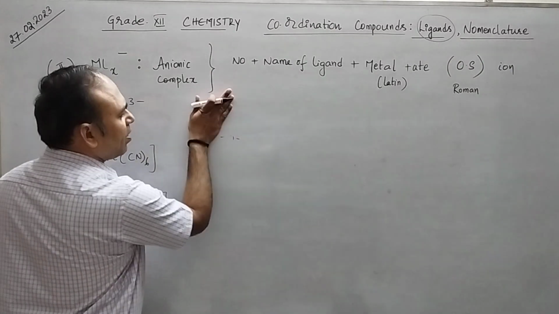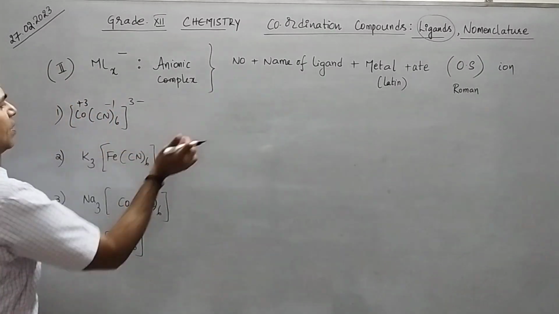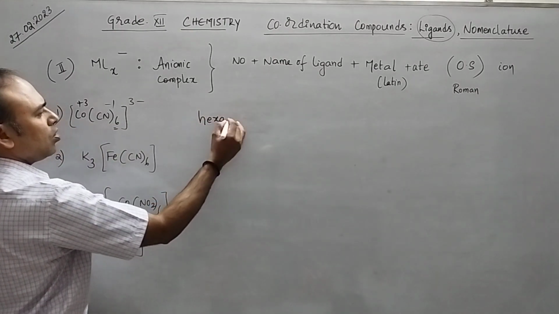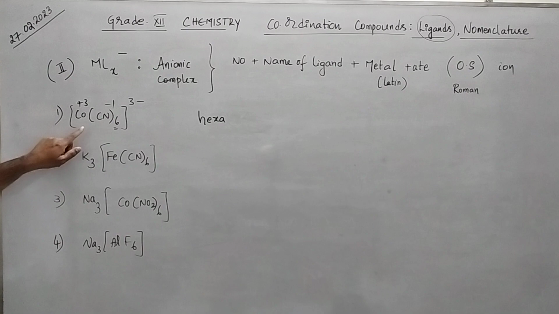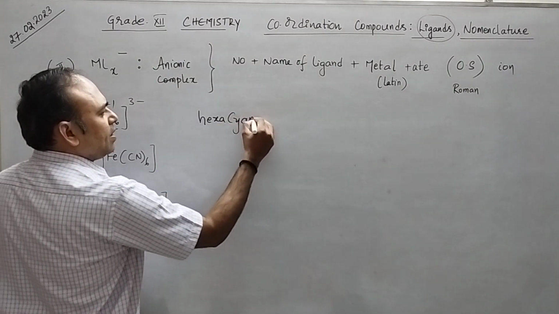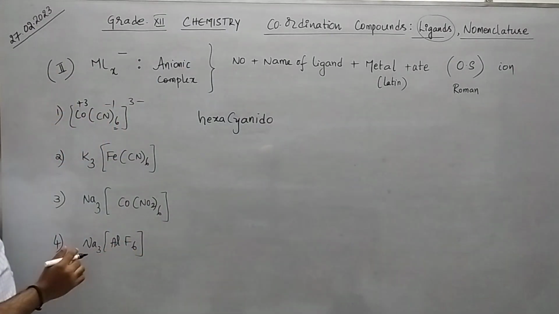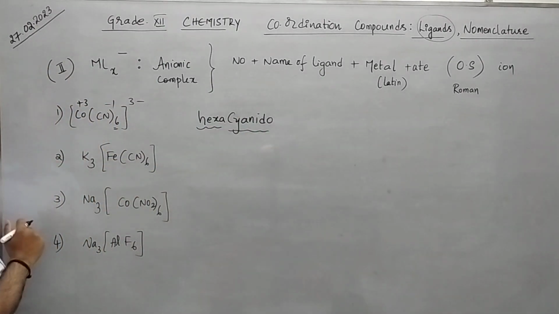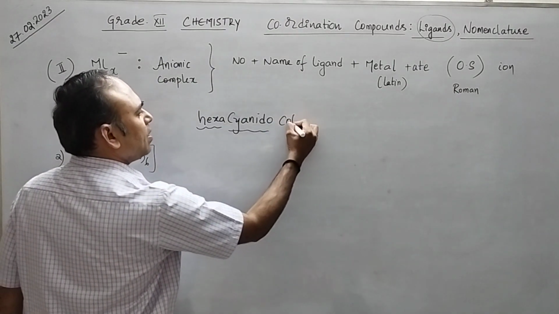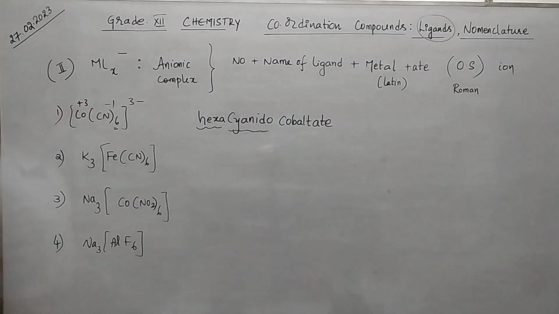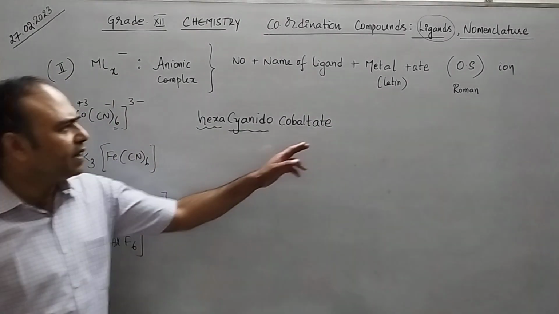Now applying the formula, first write the number, 6 ligands, therefore hexa. Don't have any space here. Next, the name is cyanido, so hexacyanido: number, name of the ligand. After this, the metal is nothing but cobalt, and we have to write ate. Earlier we used to write only cobalt, now we have to write ate.